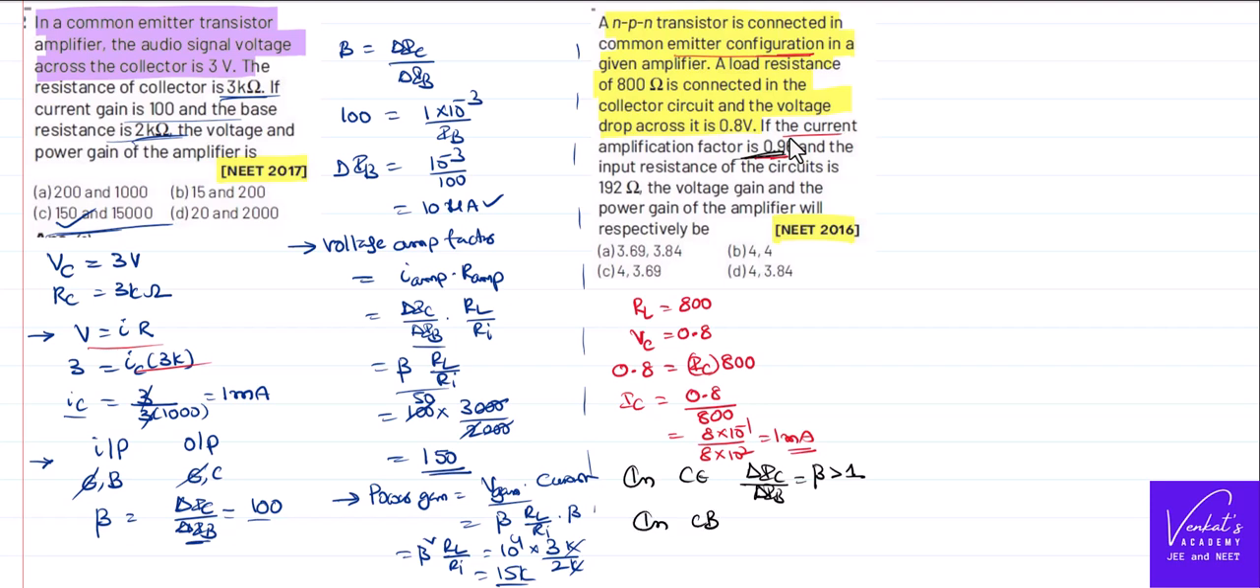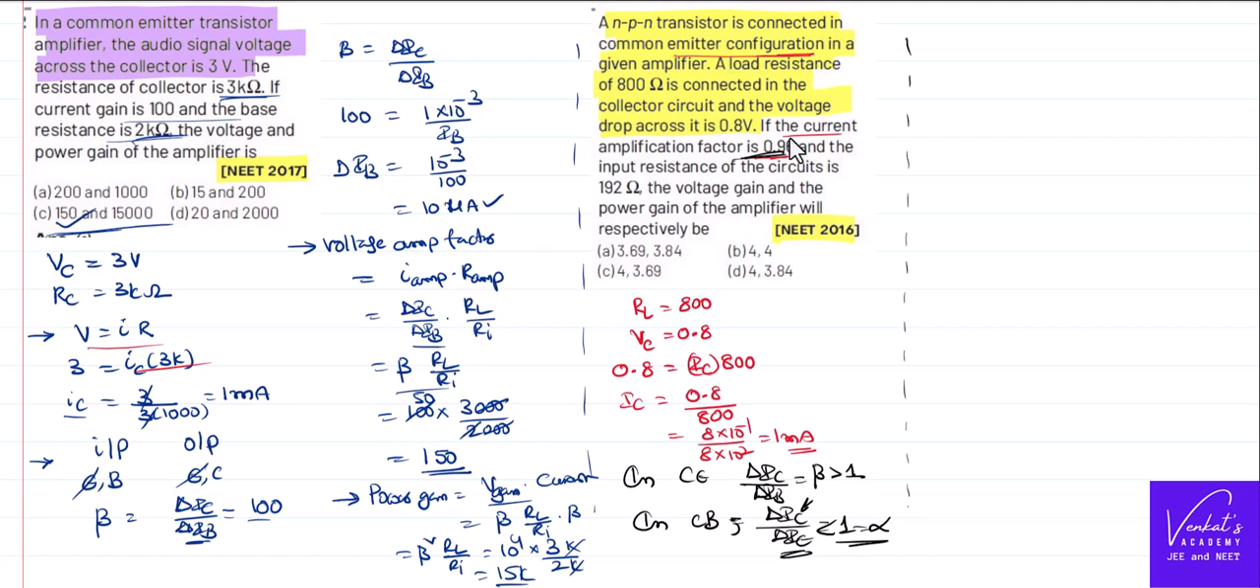In a common base configuration, base is common. So output is at the collector, input is at the emitter, but emitter current is more than that of the collector, so this will be less than 1, which is called alpha. So he has given alpha for you, not beta, so it was a little mess up in the question. I don't know whether marks were added to this or not as of now. I don't remember, but it was wrong data.